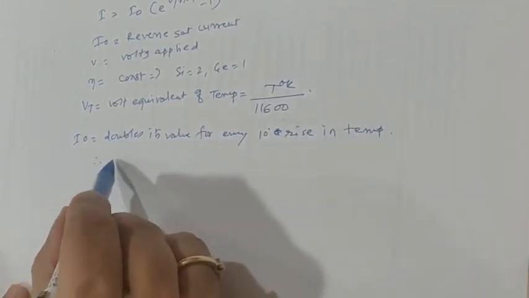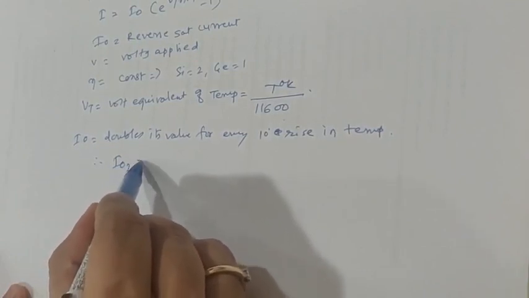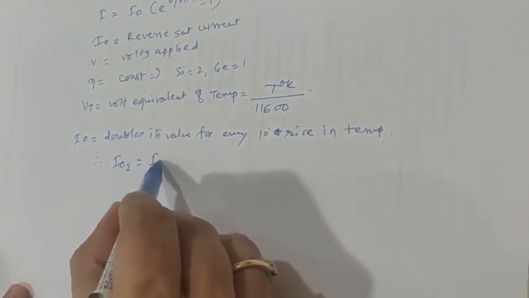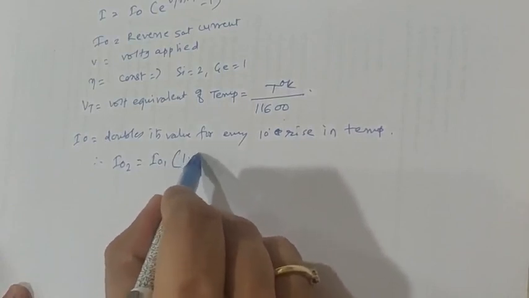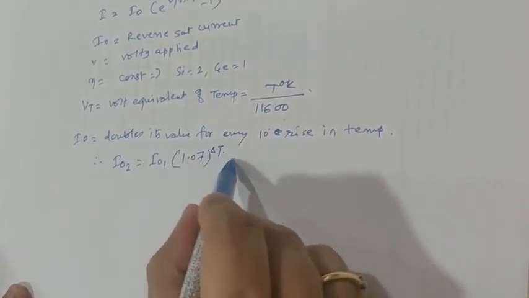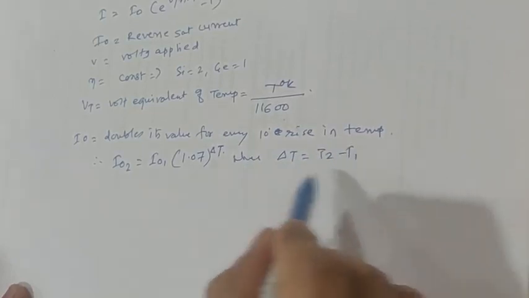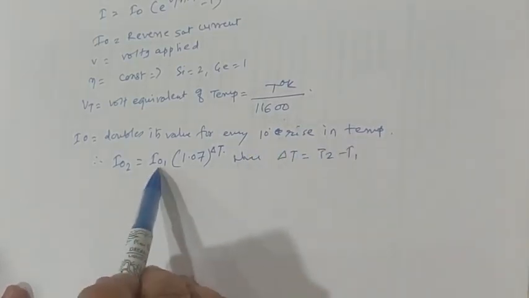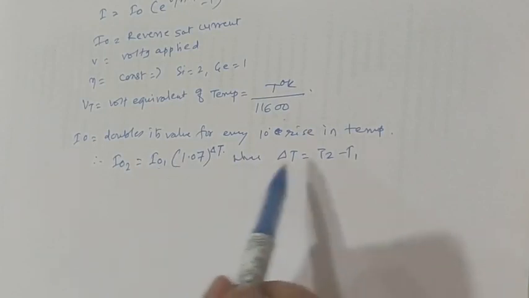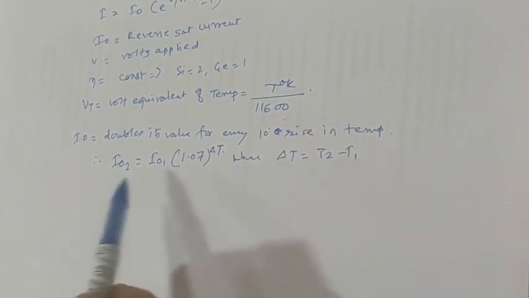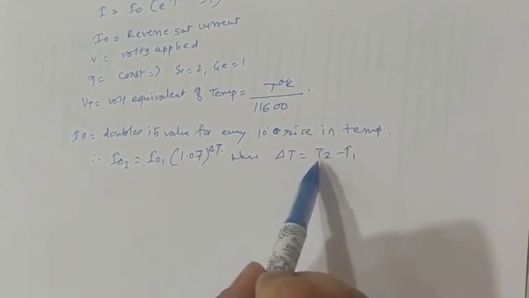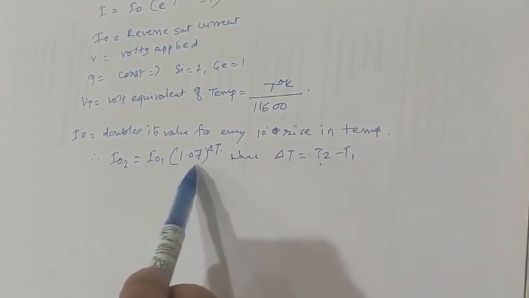And hence you can find the values of I0 by this formula, 1.0 to the power delta T, where delta T is T2 minus T1. What is the meaning of this? The meaning is, if I consider I01, that is the reverse saturation current at T1 degree Kelvin, and I02 is the reverse saturation current at T2 degree Kelvin, so I can find its value.